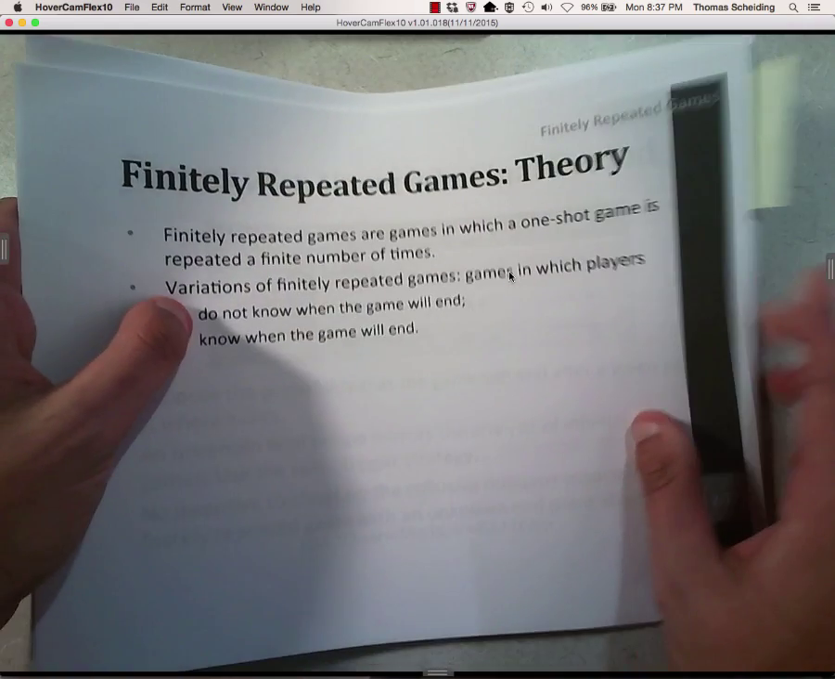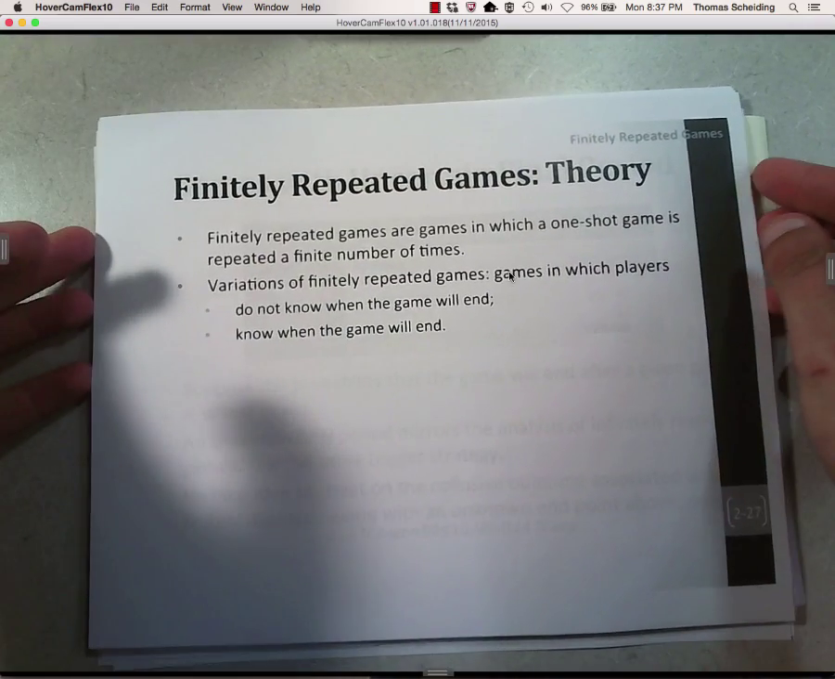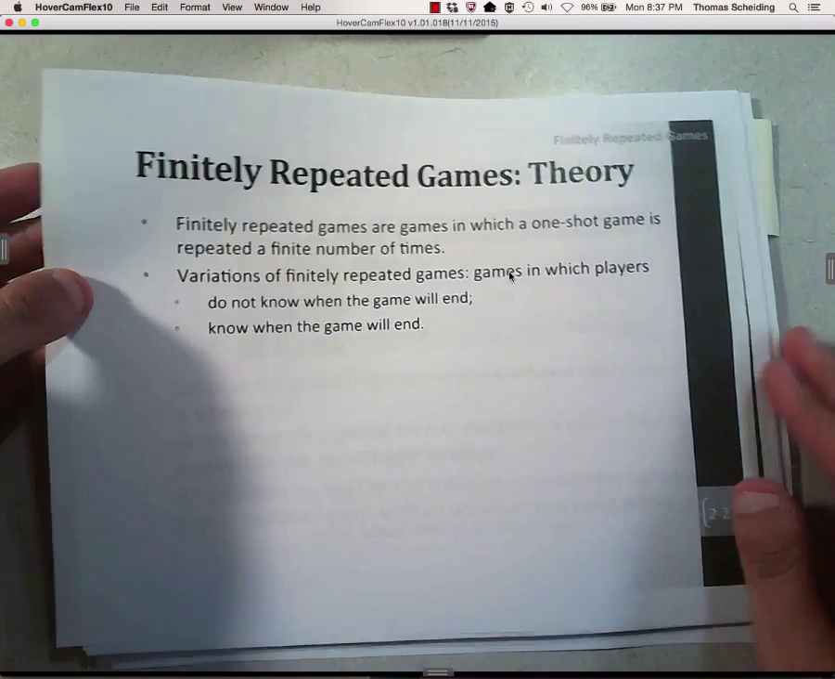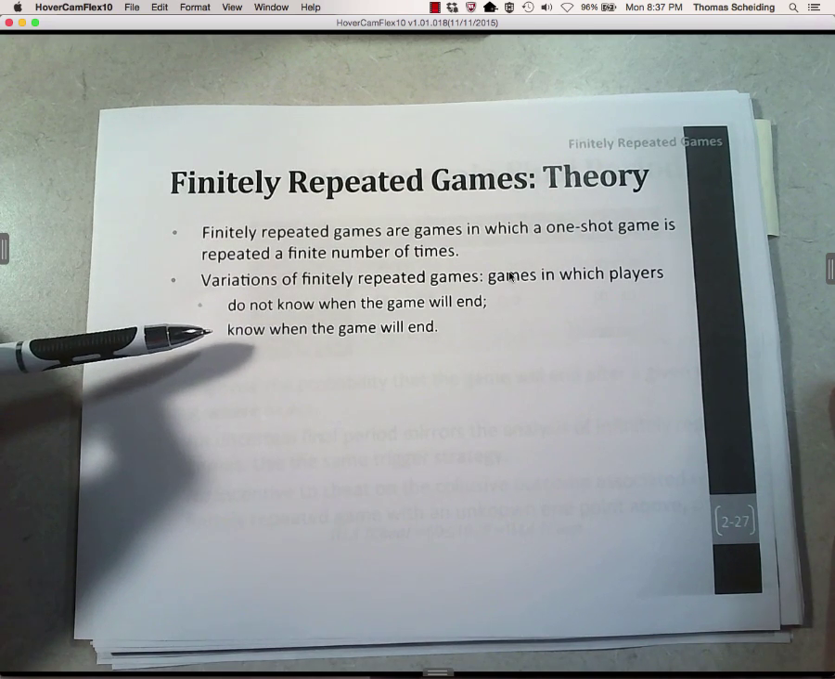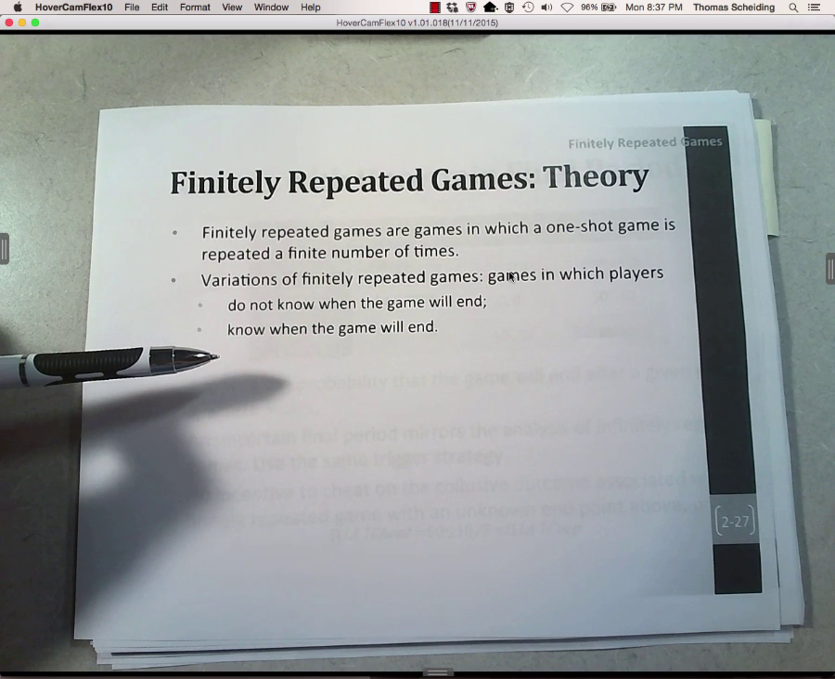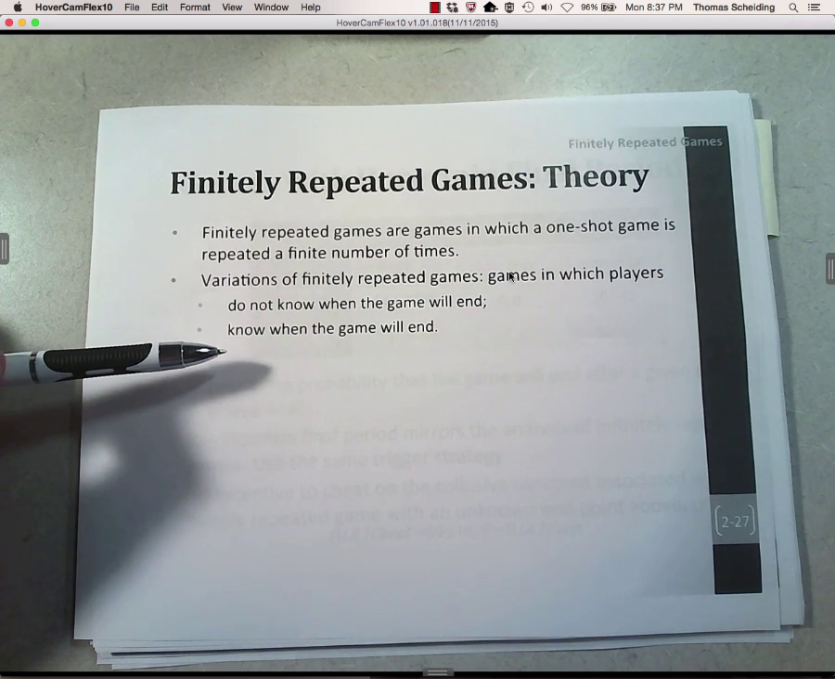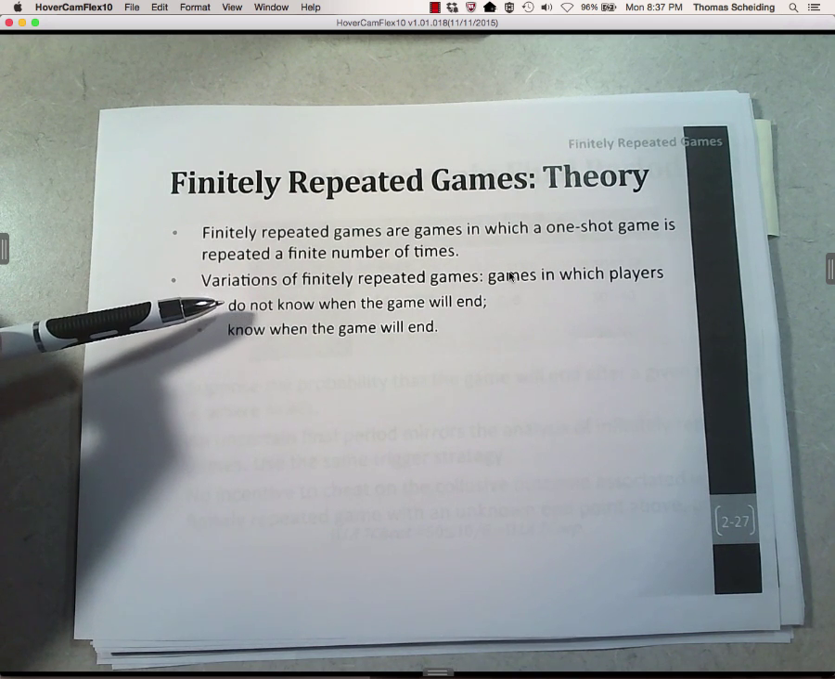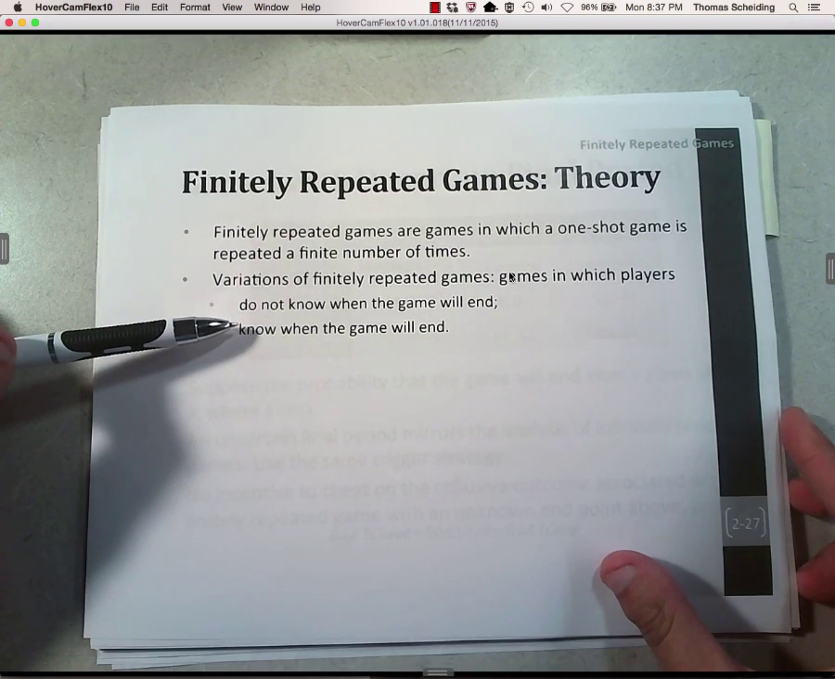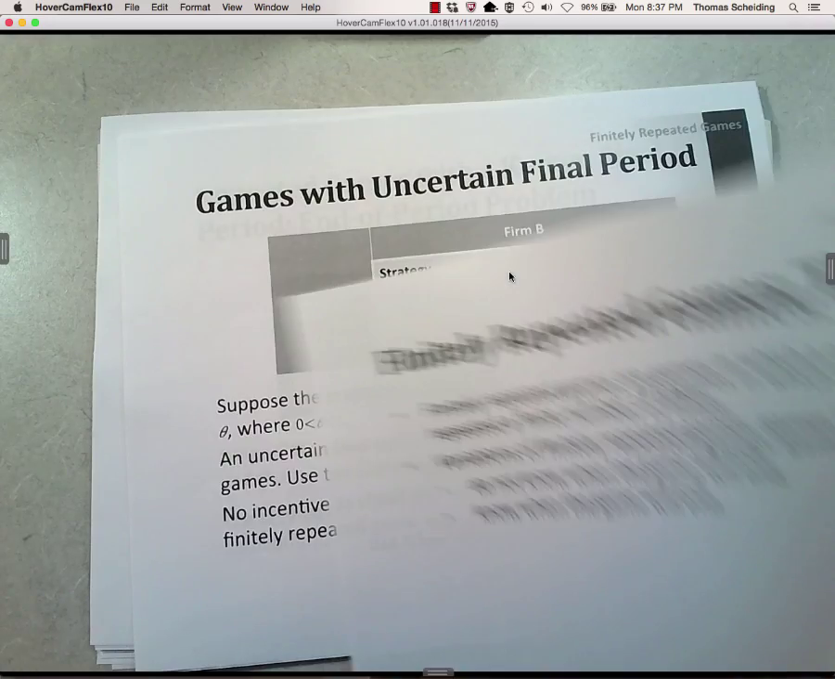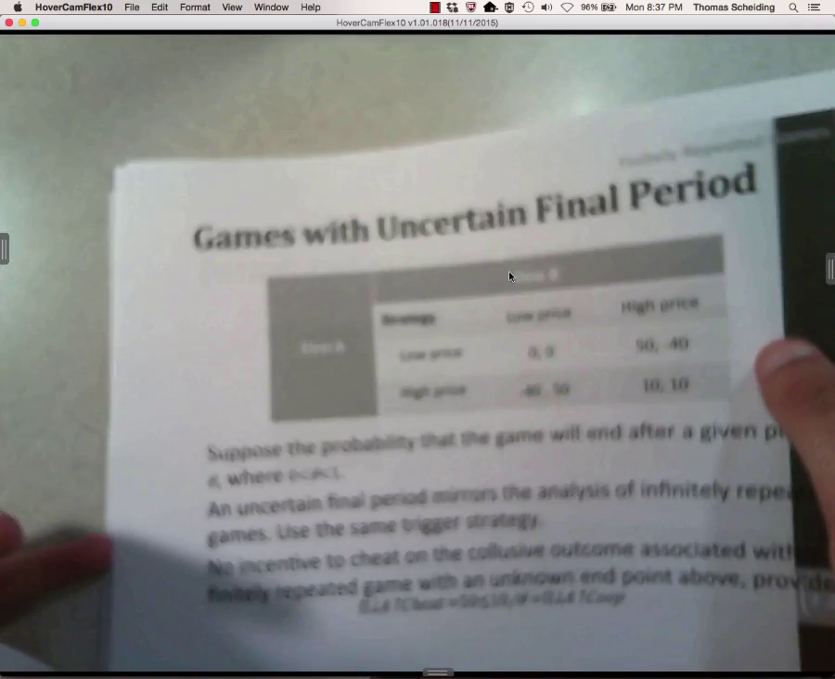Now, what about the game that's played only a finite number of times? If the game is no longer played in an infinite fashion, then it would be helpful to know when the game is going to end. That would be a different kind of game. It could be played a finite number of times, but we might not know how many times it will be played. So, what are we going to see here?